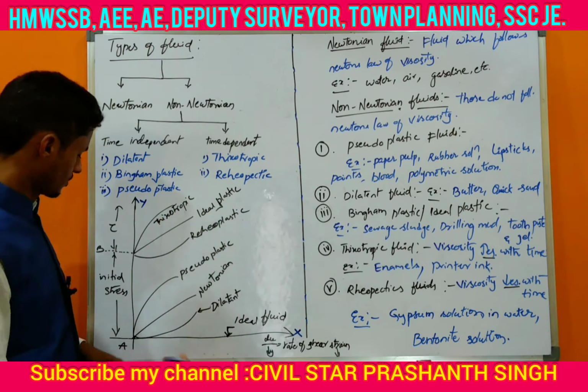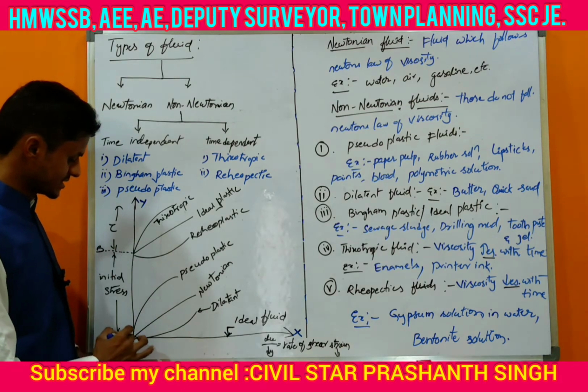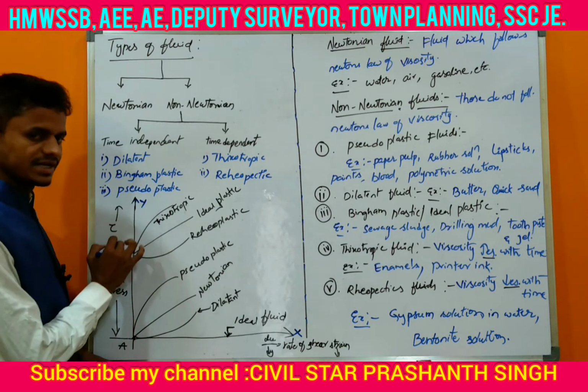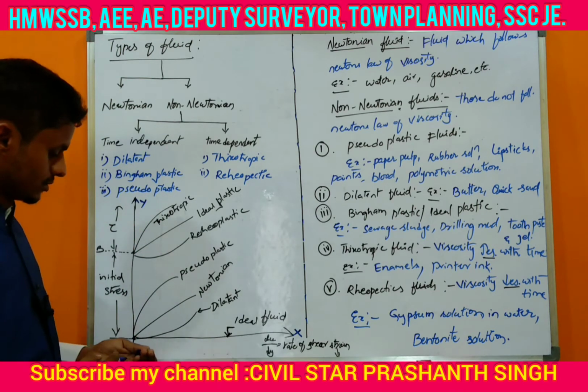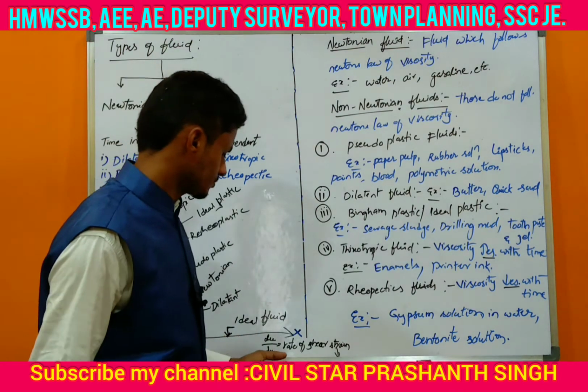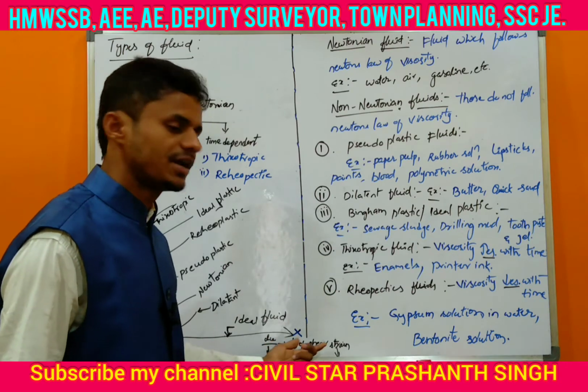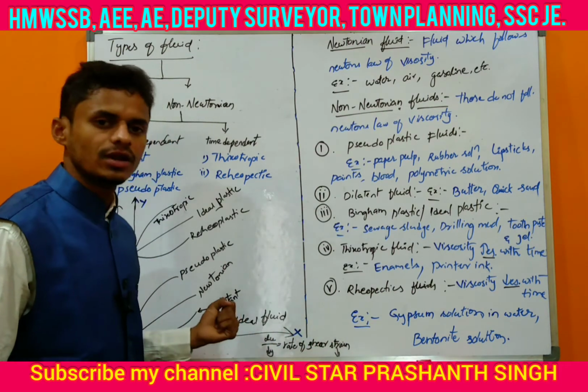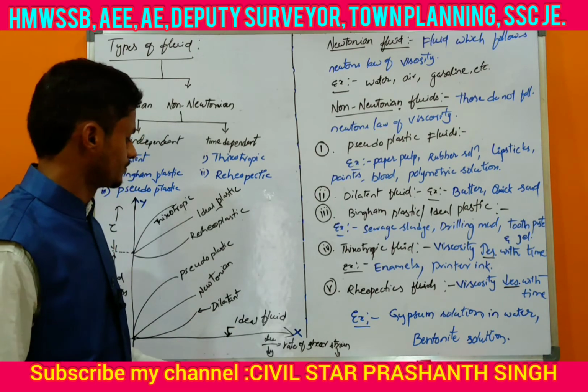From the origin up to B is the initial stress, and from the point B it is shear stress. We have to observe here. The x-axis is the rate of shear strain. The x-axis acts as an ideal fluid also.